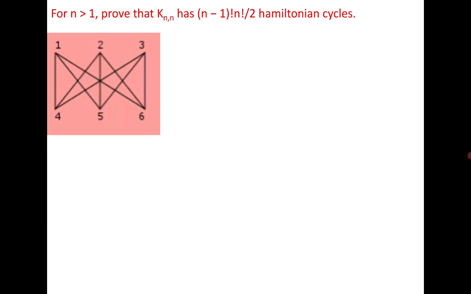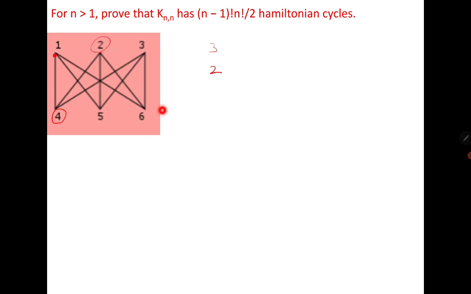So to understand the proof, let's assume K 3,3. Now if I have to form a Hamiltonian cycle, I need to start with any vertex. I have to go to all the vertices and reach back to 1. So from 1 I have to go to the other set. There are 3 choices. Let's say I go to 4. So there are 3 choices. Then from 4 I have to go to the same set to which 1 belongs. So there are 2 choices there.